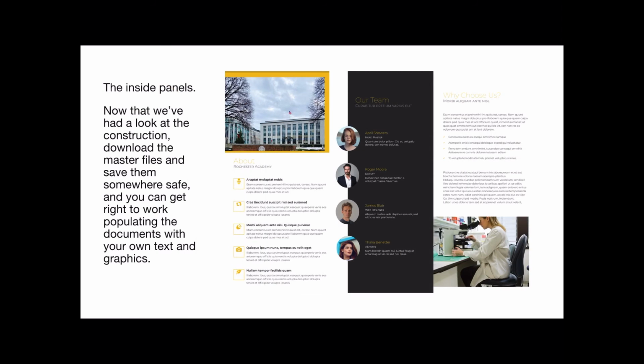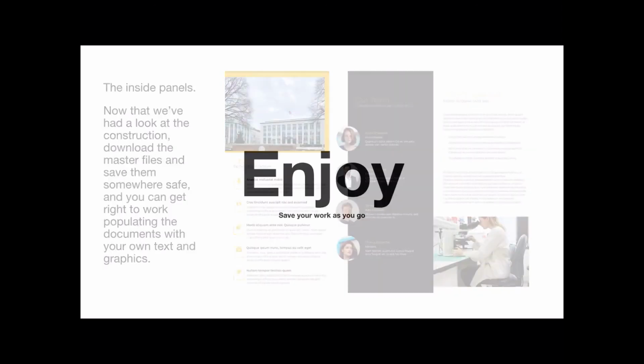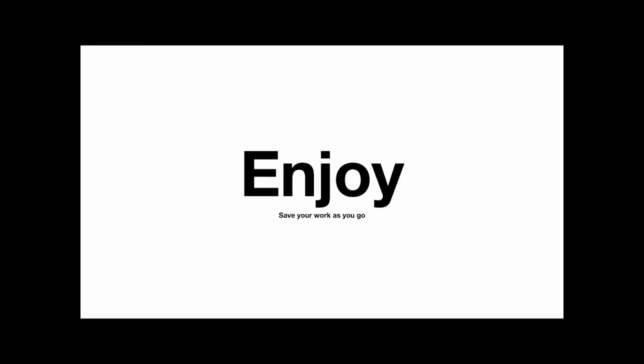Now the inside panels. Now that we've had a look at the construction, download the master files and save them somewhere safe. You can get right to work populating the documents with your own text and graphics, which is why I've done these the way I've done them. I'm not walking you through how to put them together and make the document and do the columns and do the lines. This is a document you can use with Affinity Publisher in your school or office. Just download the files, save them on your computer. Open whichever paper size one that you want, put in your own details, and there's your brochure. Easy as ABC. So enjoy, and don't forget, save your work as you go. You don't want to lose it.